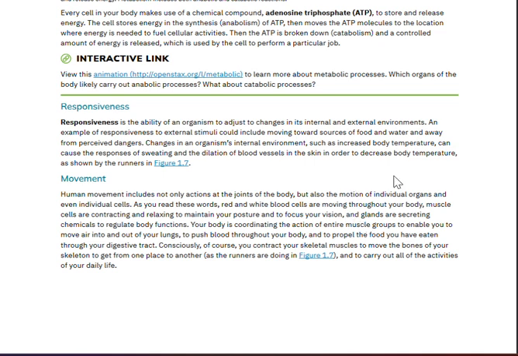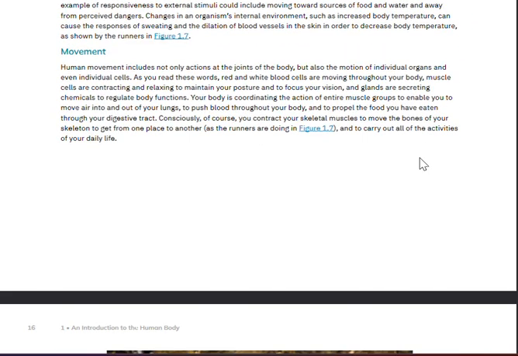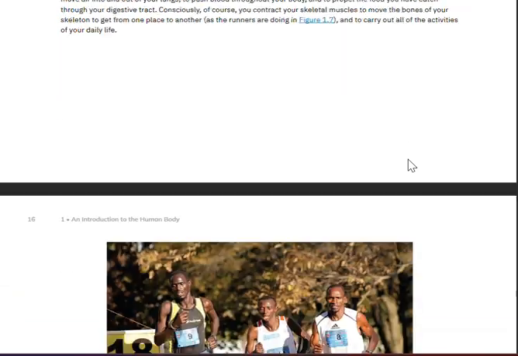Responsiveness is the ability of an organism to adjust to changes in its internal and external environments. An example of responsiveness to external stimuli could include moving towards sources of food and water and away from perceived dangers. Movement, there you go.